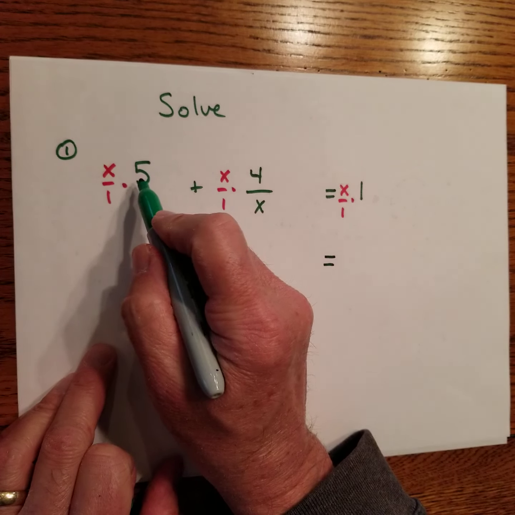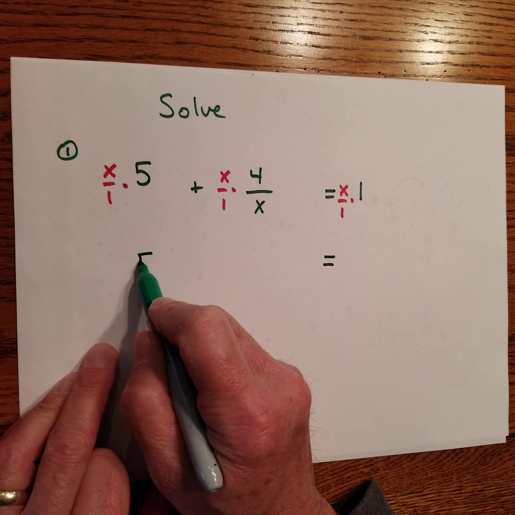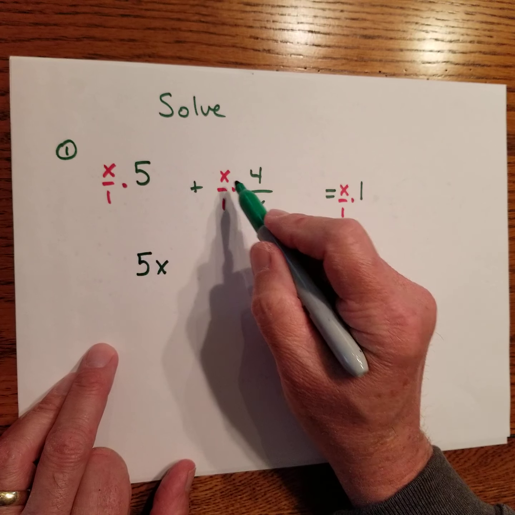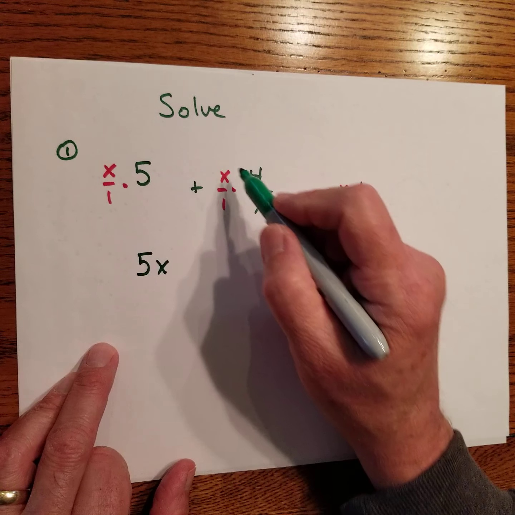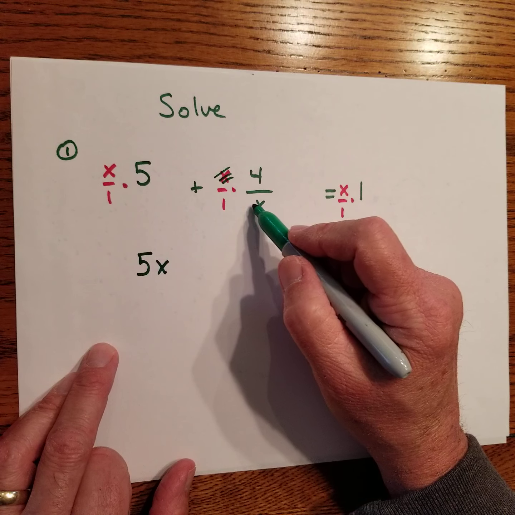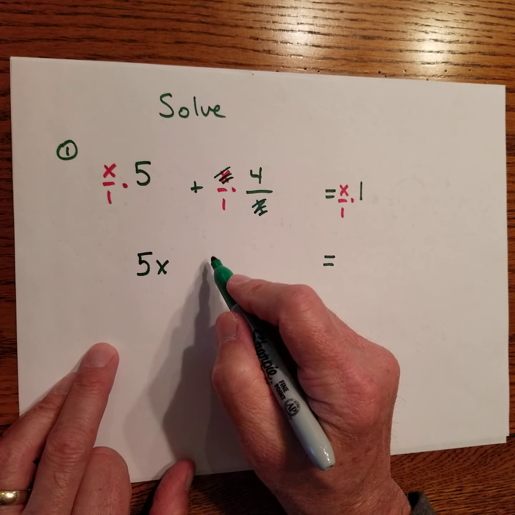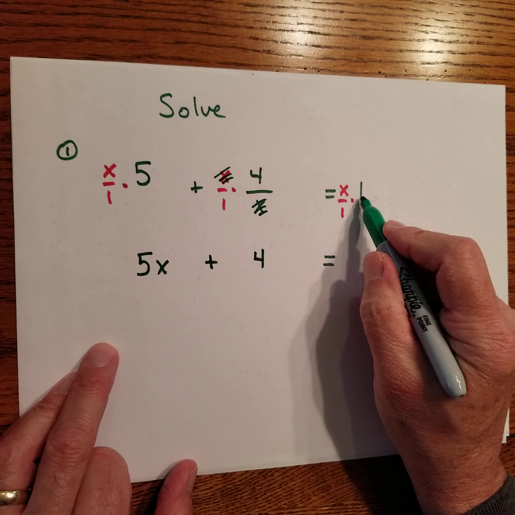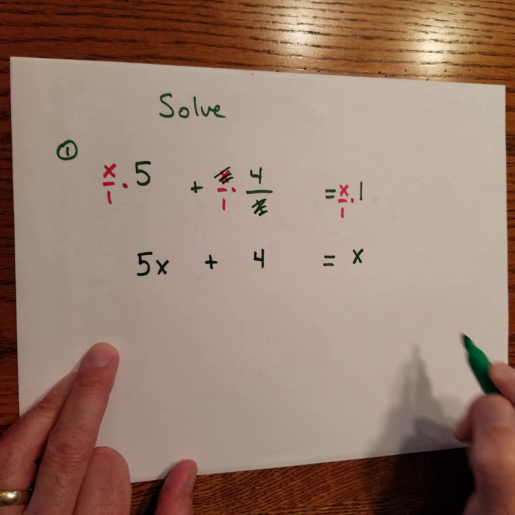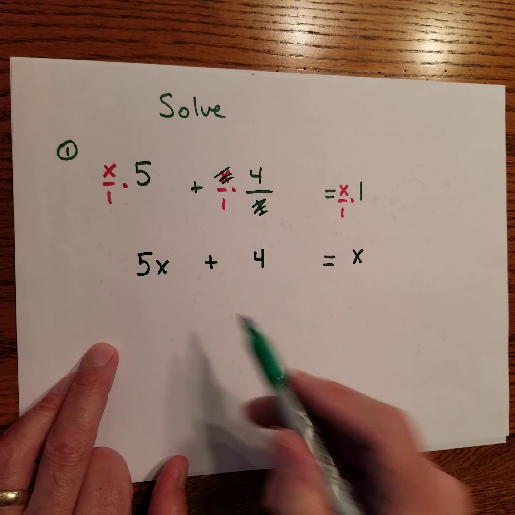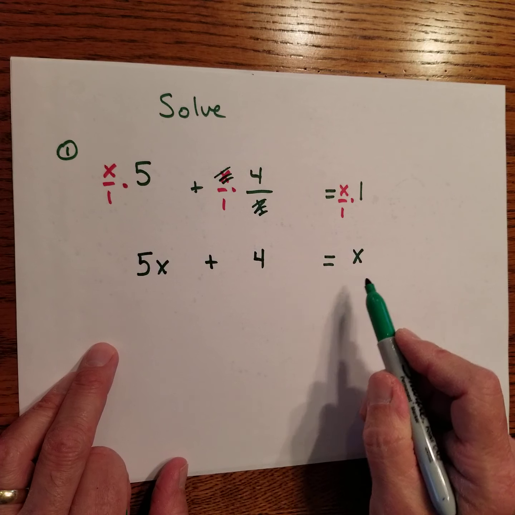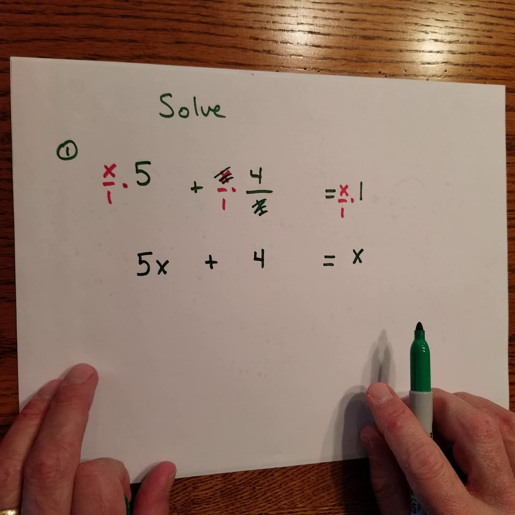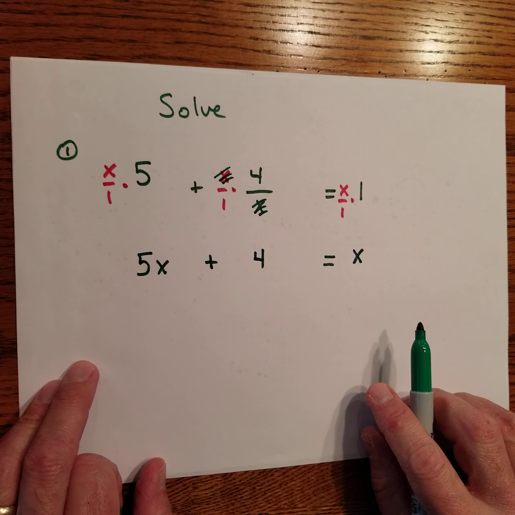When we do that, well, 5 times x just looks like that. Here, the x in the top and the x in the bottom cancel perfectly, leaving just that 4. Here, x times 1 is just 1x. Now, the answer to this equation is exactly the same as the answer to this equation, but here I have no fractions, so it's easier to deal with.